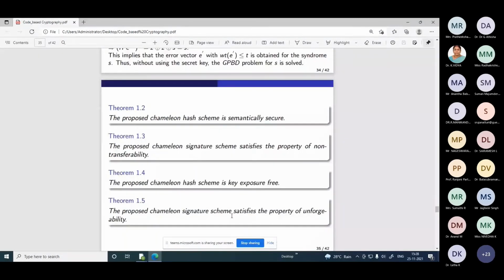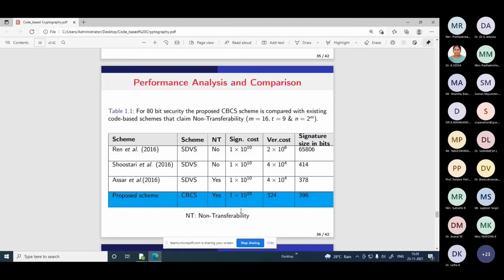So also we have proved that the chameleon hash is semantically secure. It satisfies non-transferability and key exposure freeness, and the proposed scheme is unforgeable. The proposed scheme is compared with the existing non-transferable signatures. There are only 3 non-transferable signatures under code-based cryptography. We have shown that the first 2, Ren et al. and Shustri et al. schemes, are not non-transferable. We have proved that they are transferable. And only the Azar et al. scheme is a non-transferable scheme.